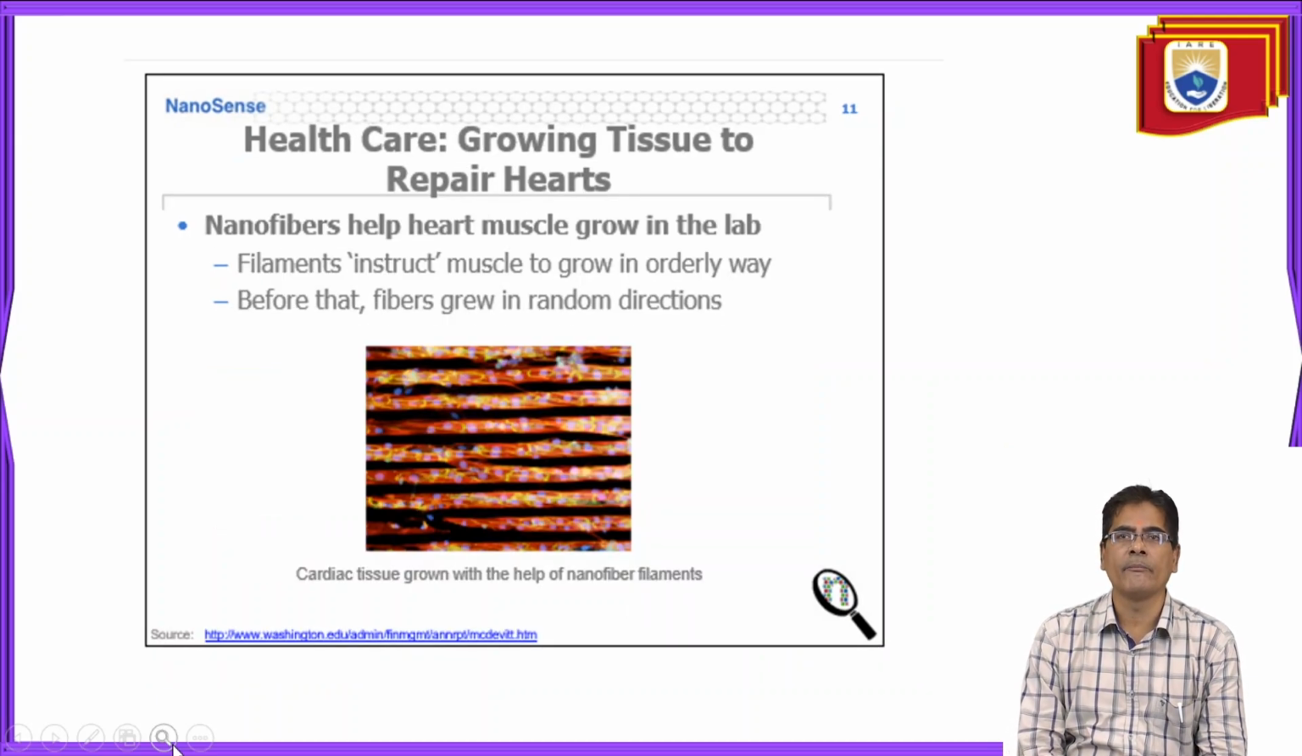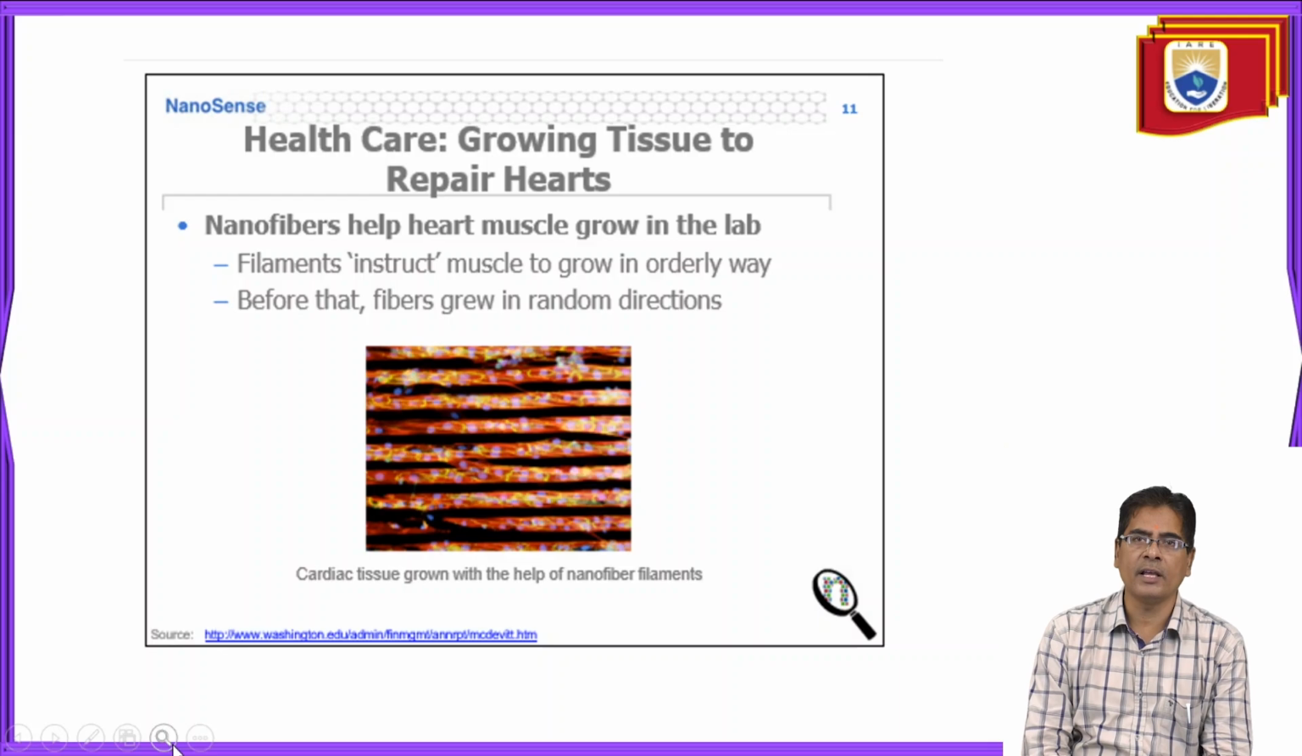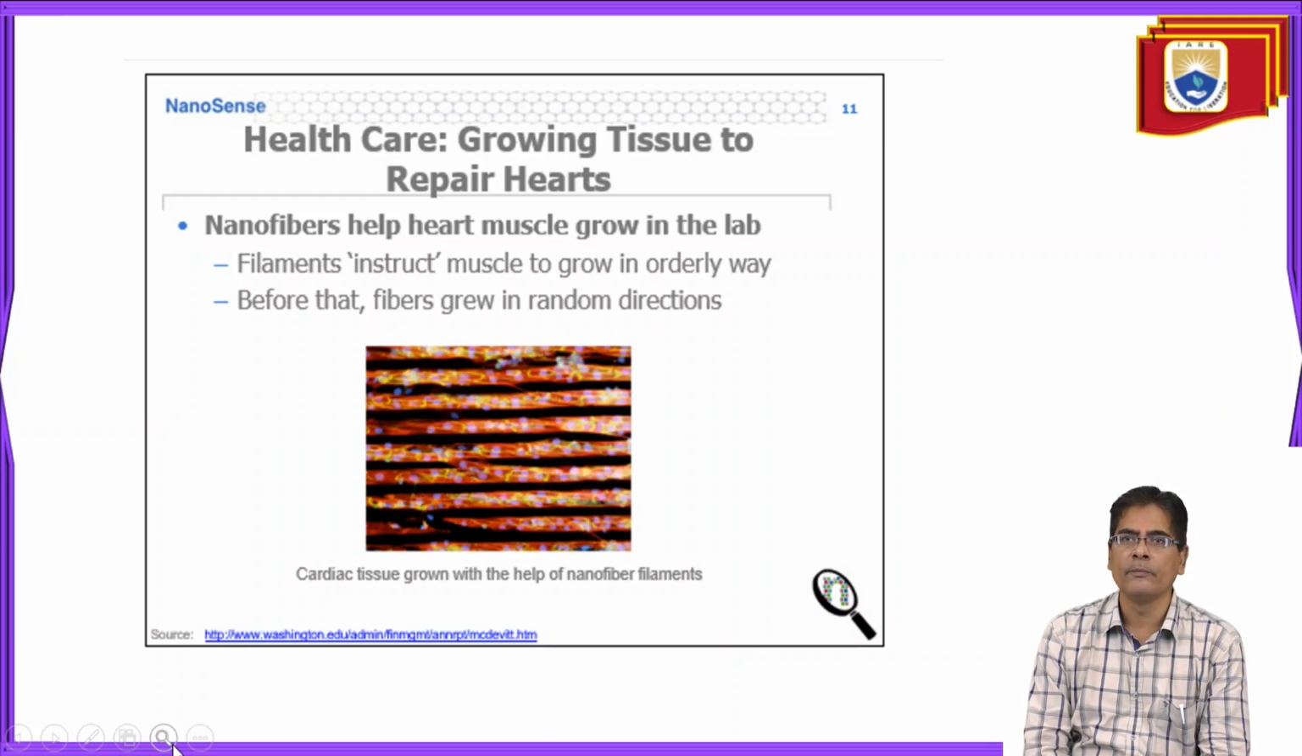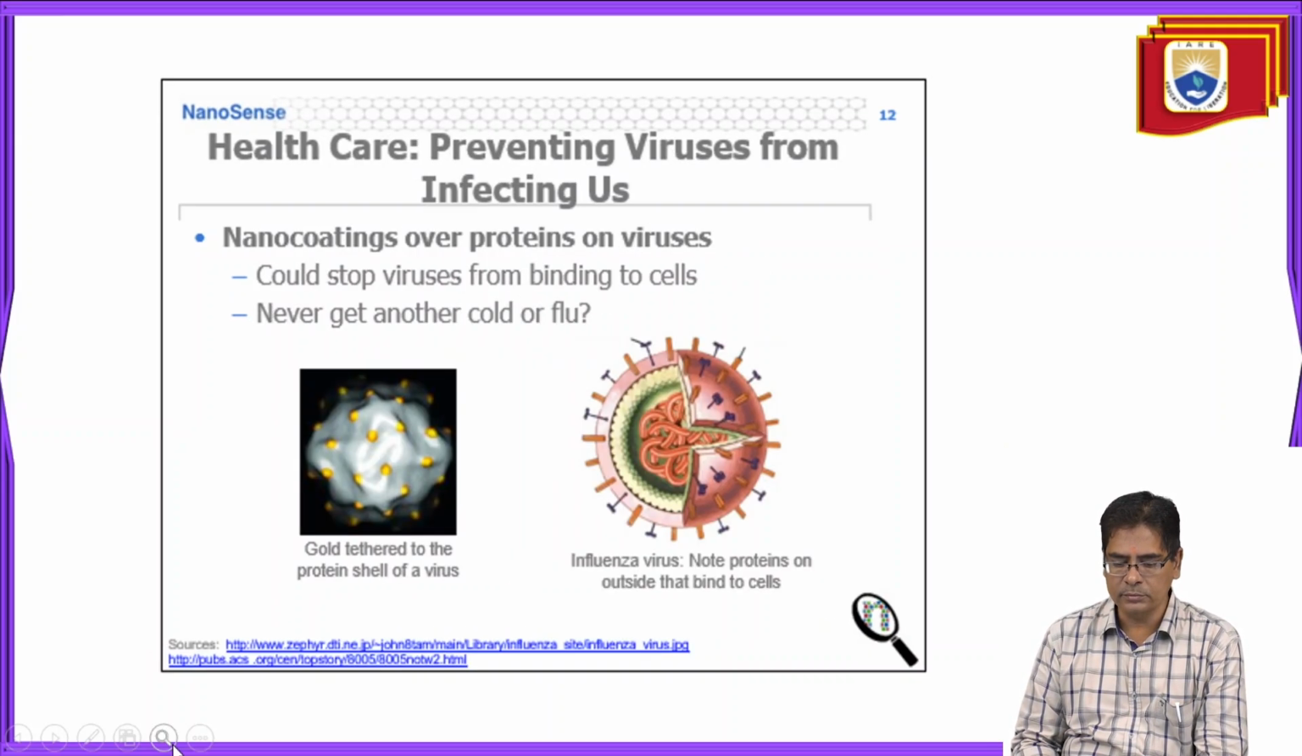Healthcare: growing tissues to repair hearts. Nanofibers helped create muscle growth in the lab. Filaments instruct muscle to grow in an orderly way. Before that, fibers led to random growth.